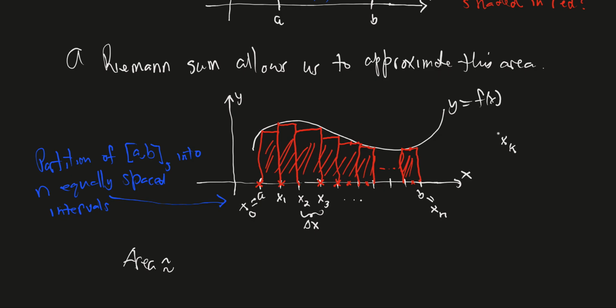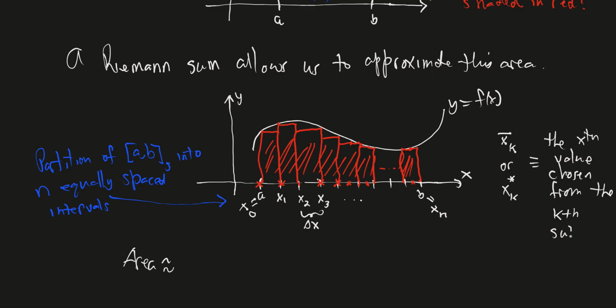One is to put a bar above it, right? To just say this is the special x that we're going to choose from each of our subintervals. Or sometimes you put a little asterisk there, right? So this represents the x value chosen from the kth, it's kind of a funny word, the kth subinterval.